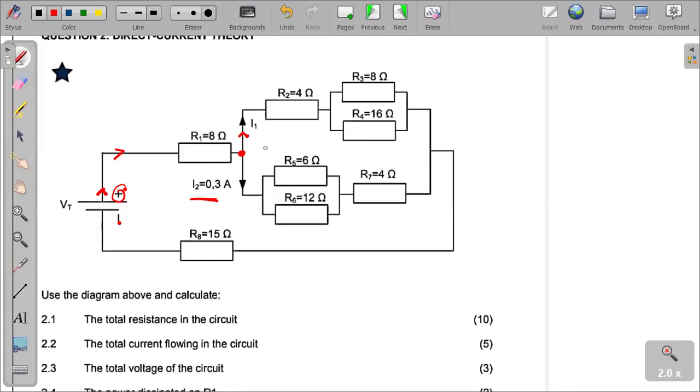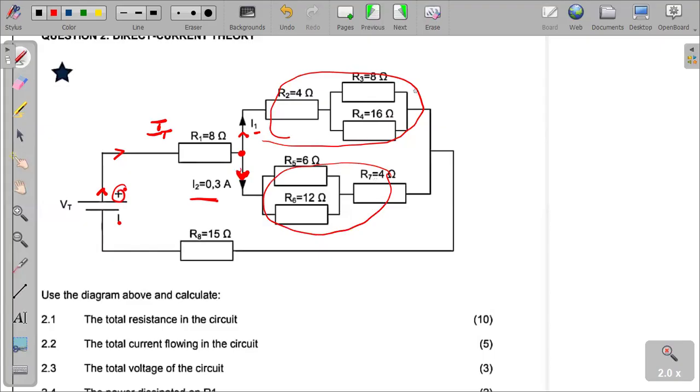I1 and I2 are the result of the division of the current from the supply. So let's label it as total current IT. Now, it must be known that that division of current marks a parallel circuit, because a parallel circuit, by simpler definition, is simply a current divider circuit. Whenever current is divided, then we know that those resistors are in what? In parallel. So all these resistors here, and all these resistors here, are in parallel.